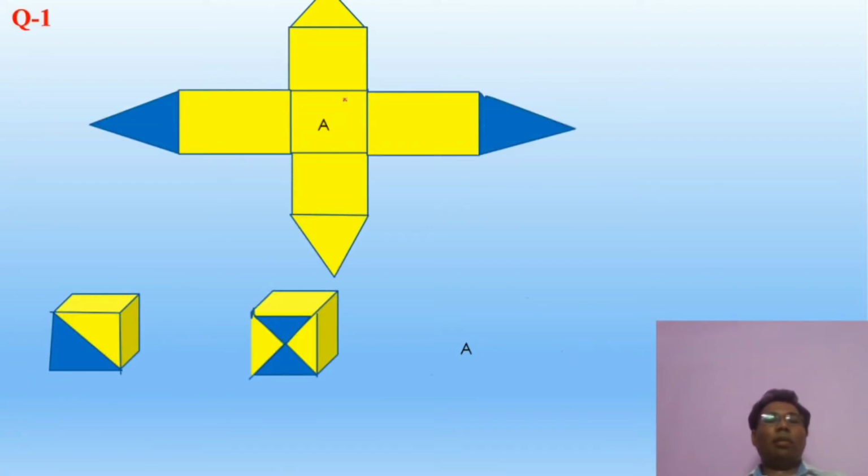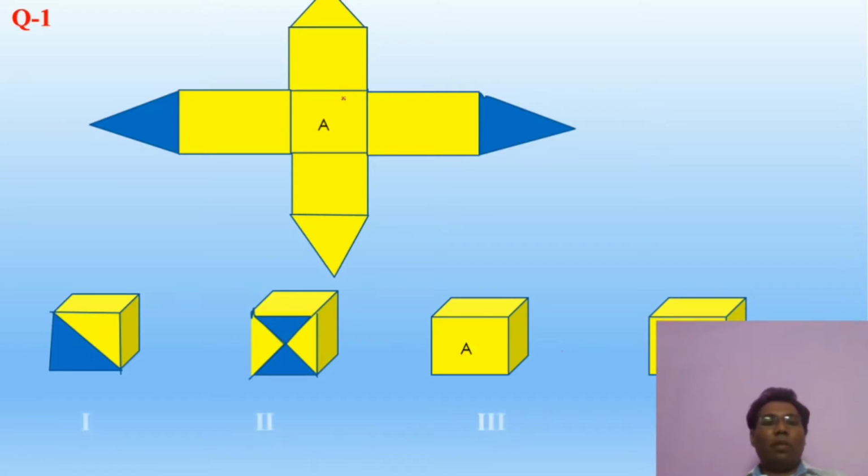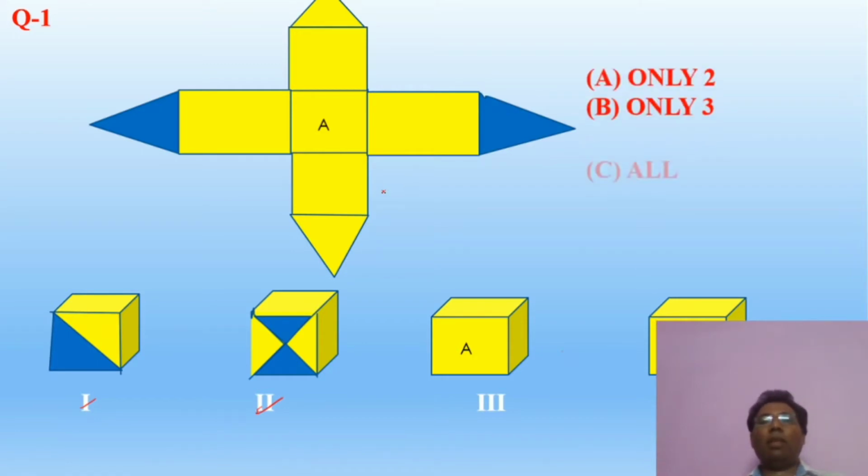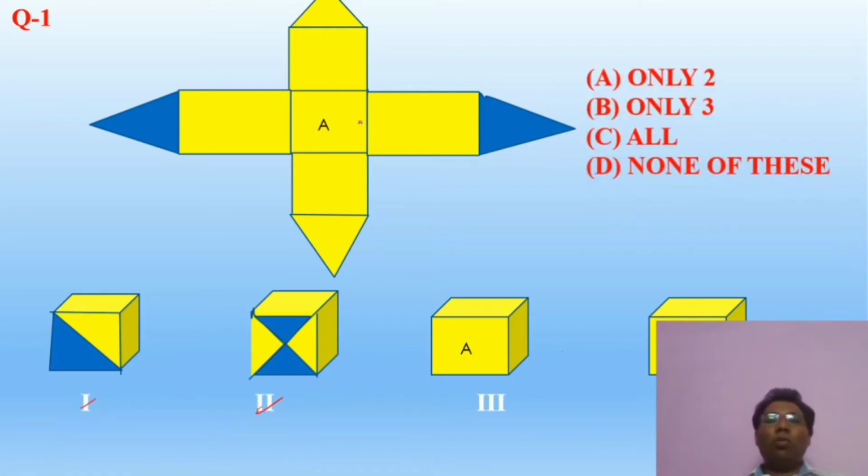This is your open dice, and these are not options, these are figures: 1, 2, 3, 4, these are figures. Your options are A, B, C, D. In this question I will tell you how to mark the option also. In the examination, if you encounter this type of question, students find difficulty in marking the option also. So let's start with the question here.